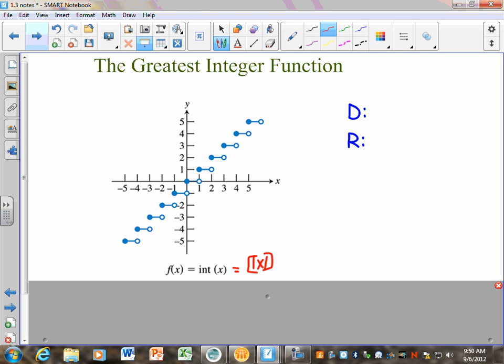We just did this, so I'm not going to talk a huge amount about it, but remember that you always round down to the next lowest integer, and that's why you get those steps. And what's the domain of the greatest integer function always going to be?